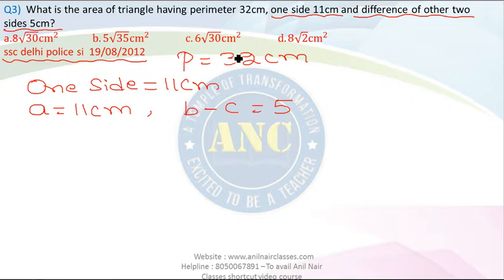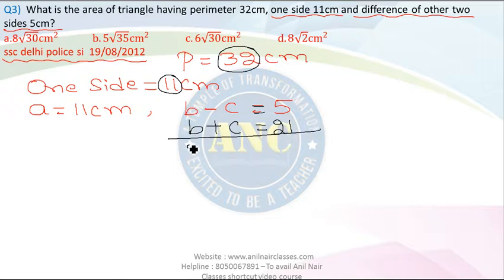Now see here, total sum of three sides is 32. Out of this total 32, one of the sides is 11. That means the sum of the other two sides is, out of 32, take out that side which is given, 11. Other two sides sum you will get. So 32 minus 11 is 21. If I simplify this, this is 2b is equal to 26.